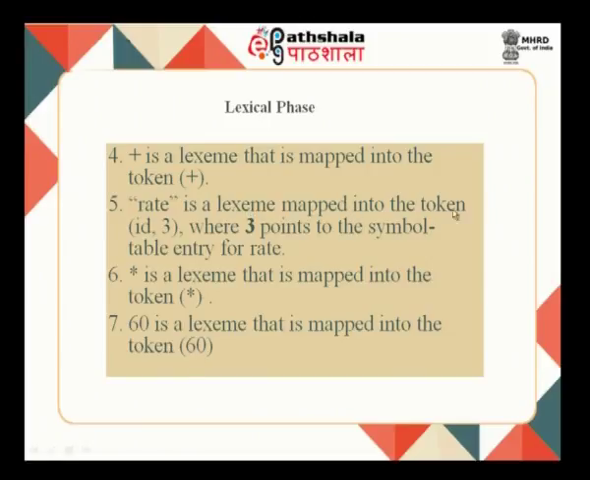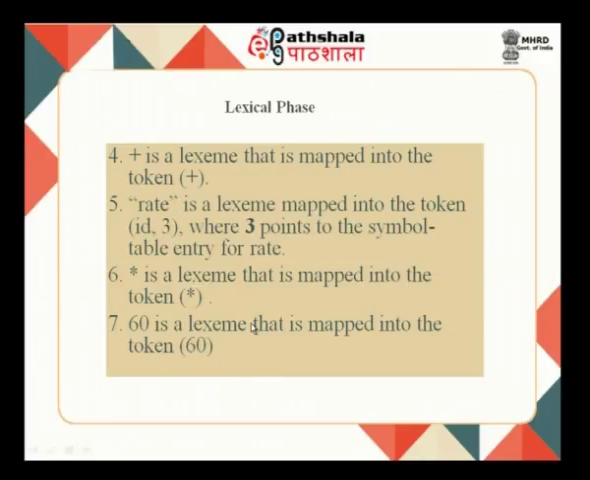Rate is a lexeme mapped into the token ID comma 3, where 3 points to the symbol table entry for rate. Similarly, with the case of star and 60. Star is a lexeme that is mapped into the token star, which is indicating multiplication operation, and 60 is a lexeme that is mapped into the token 60, again does not require any symbol table entry here.